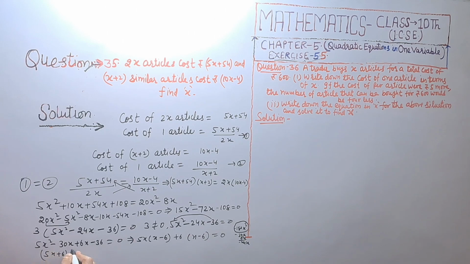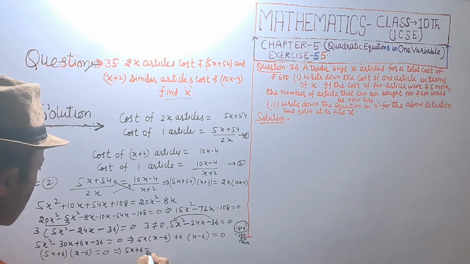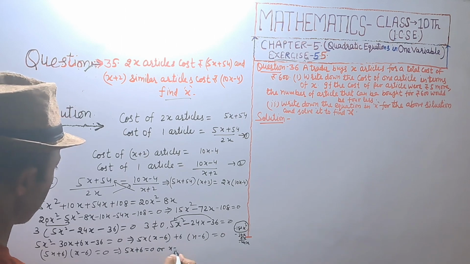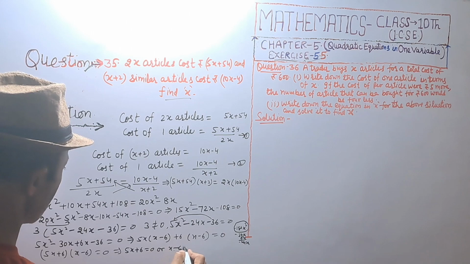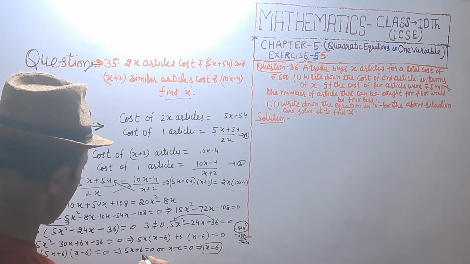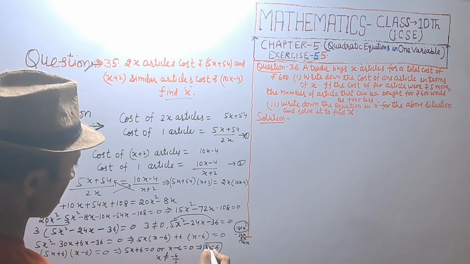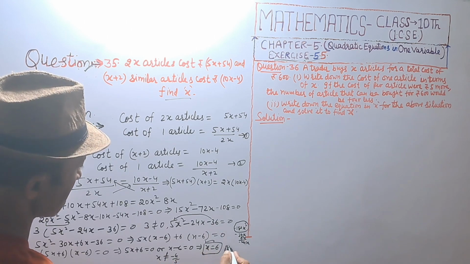5x plus 6 or x minus 6 equal to 0, which implies 5x plus 6 equal to 0 or x minus 6 is equal to 0, which implies x is equal to 6 and x is equal to minus 6 upon 5. This is negative, so we get the value of x is equal to 6. Answer.